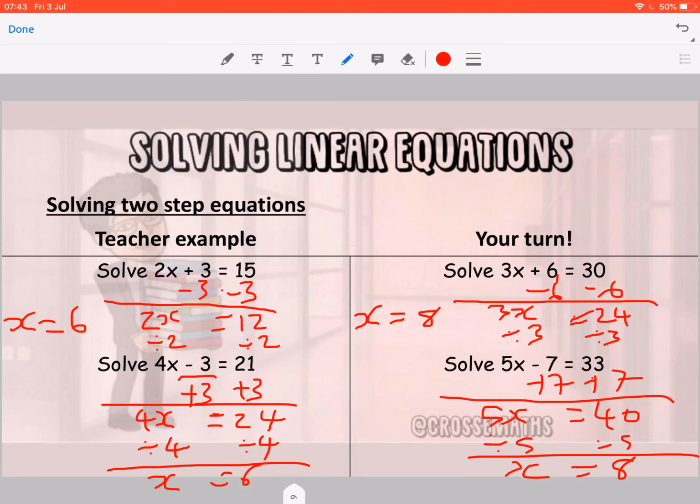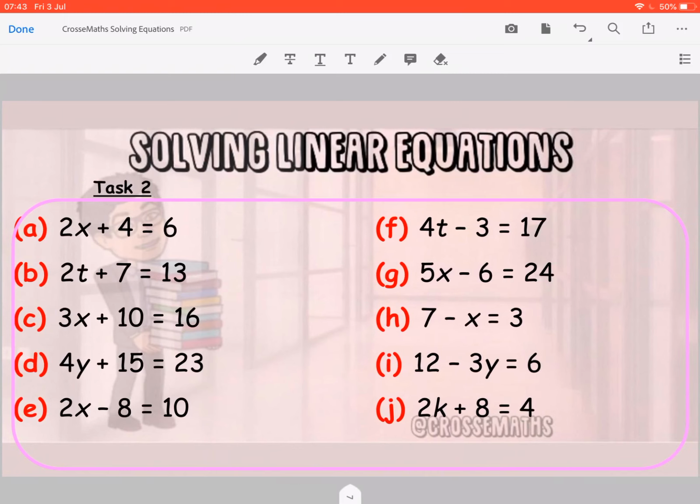Right guys, pause the video now. Make sure those are marked up. If you've got them all right, that's amazing and you really understand this. What I'd like you to do is pause the video after you've marked them all and have a go at these for me, please. This should solidify the knowledge in your brain. If you get all of them done, that's brilliant.